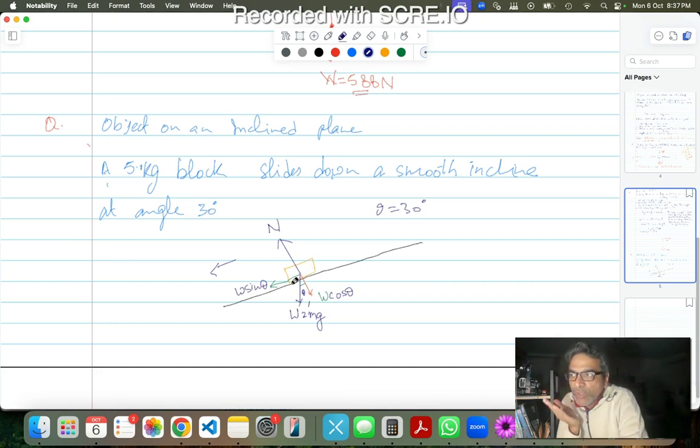So which force will be acting opposite of it? It will say how much force we need to make this block stationary, or what will be the friction to make this block stationary at this. So it should be equal to the W sine theta again.